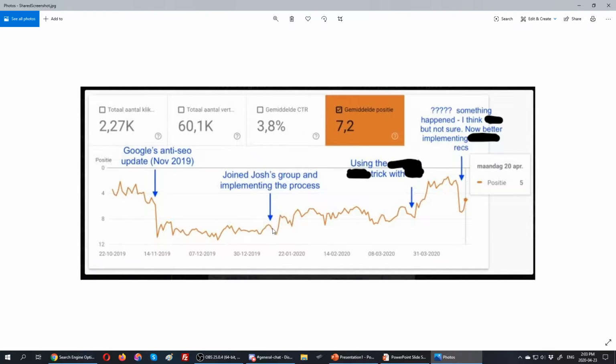Then he joined the group and he implemented some of our processes, and then he implemented one of our scientific results here that just blew out of the water. And obviously, he's getting positioned like 2 and 4 at the time. Now he dropped only a few spots to position 5, and it's now better because he's implementing some other fixes that we know of.